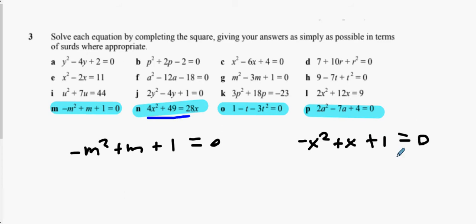I can draw a graph of that, can't I? What type of graph would it be? U-shaped or N-shaped? How do I know it's N-shaped? Negative x squared. What about n squared? What shape would that be? It'd be U-shaped when you bring it over to your side, okay?